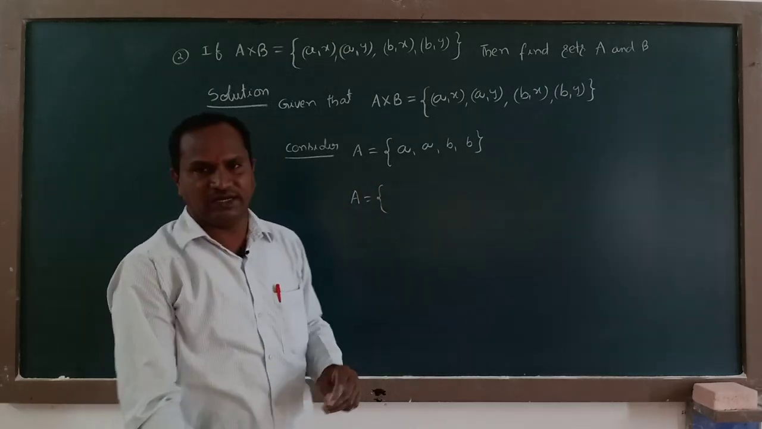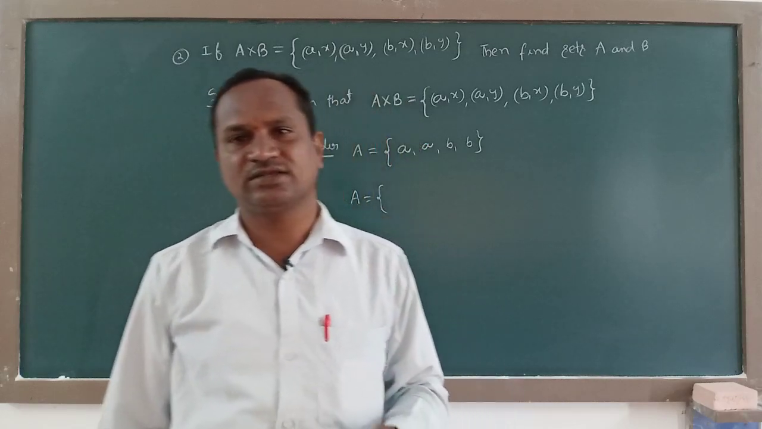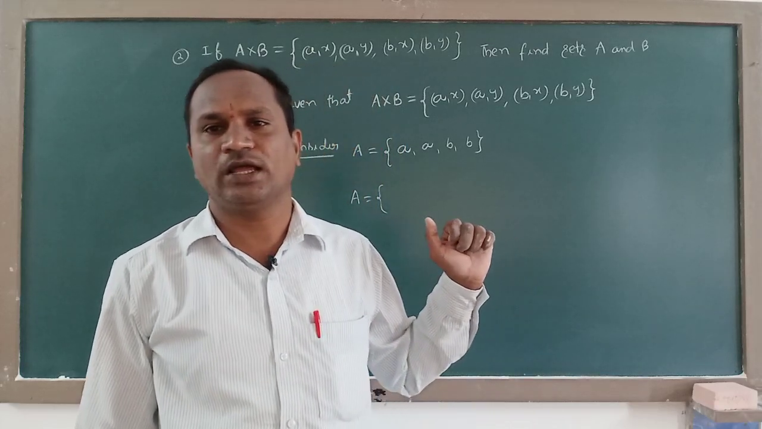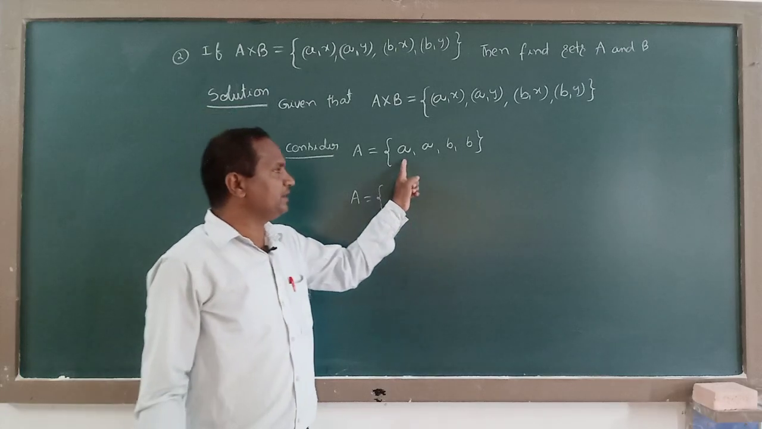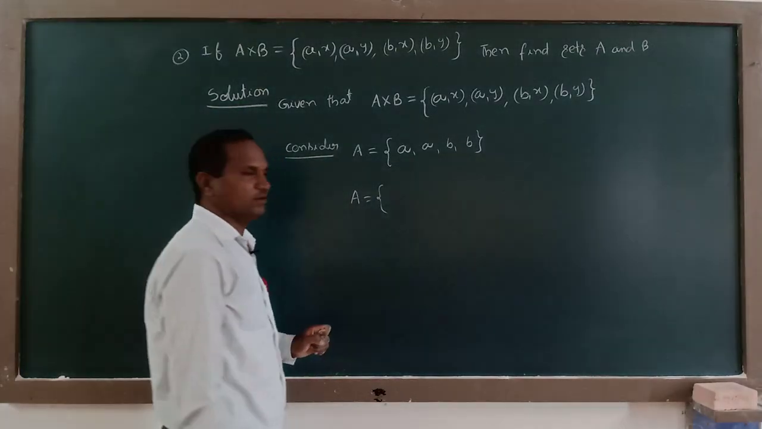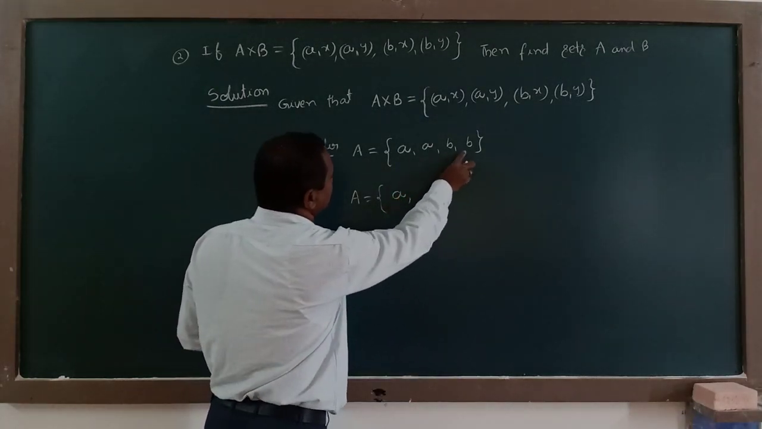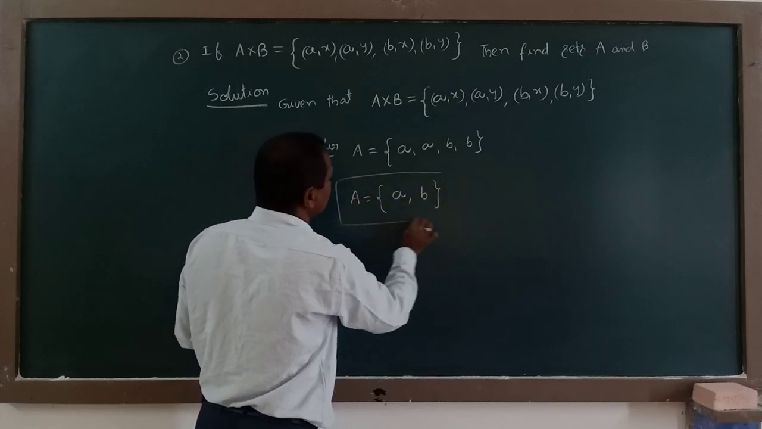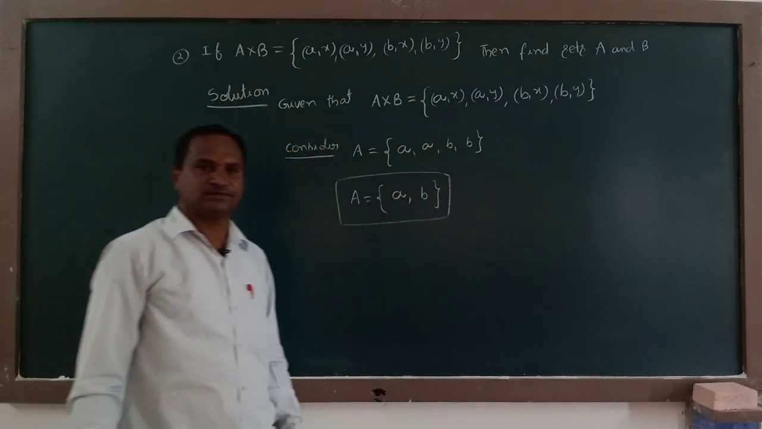Already I told also, whenever an element can repeat twice or thrice, for all these we should write only one time. Because here we have to apply the rules of roster form. In roster form, an element can repeat any number of times, but we should write it only one time. That's why for these two we should write only one time a, and for these two we should write only one time b. Therefore, capital A is equal to the set of the elements small a comma b here.